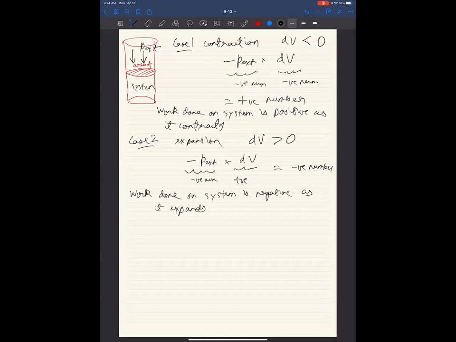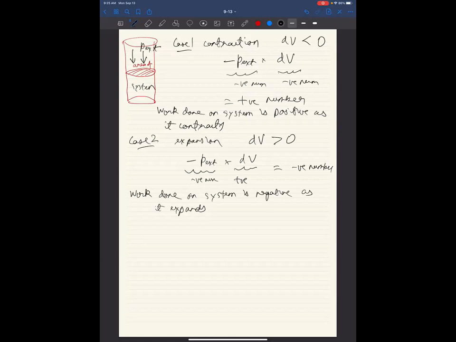So what you're saying is that if the system is expanding, the work done on the system by the surroundings is negative, which means that we are being able to get work out of the system. Can anyone think of a practical example? Yeah, go ahead. So the system is basically doing what it wants to. The system puts pressure on its wall.